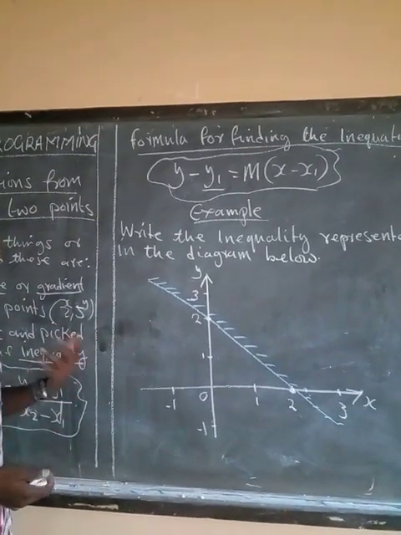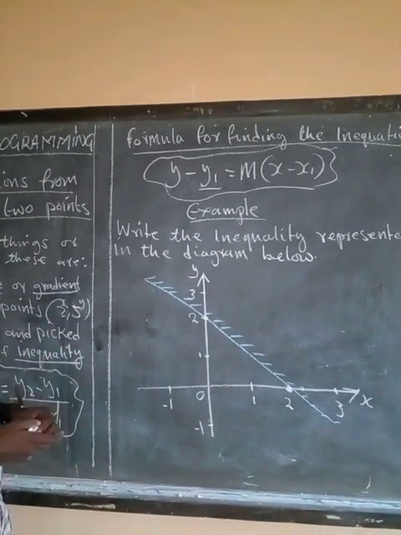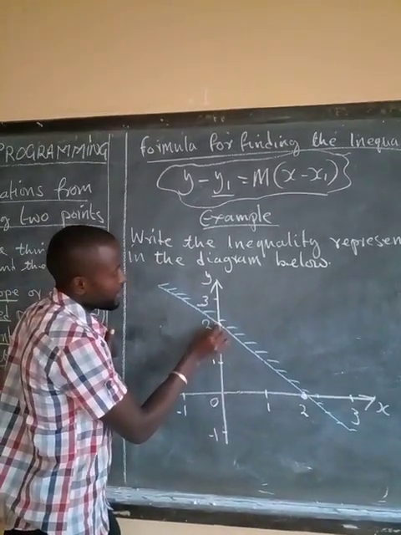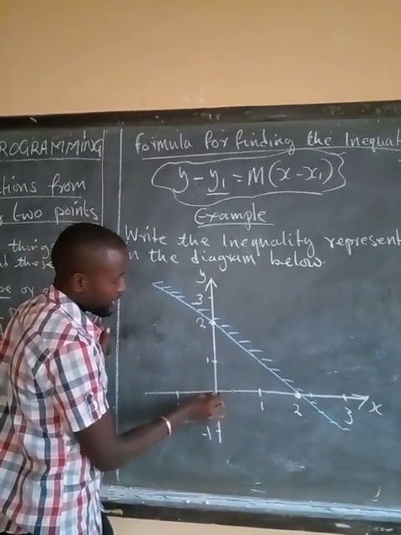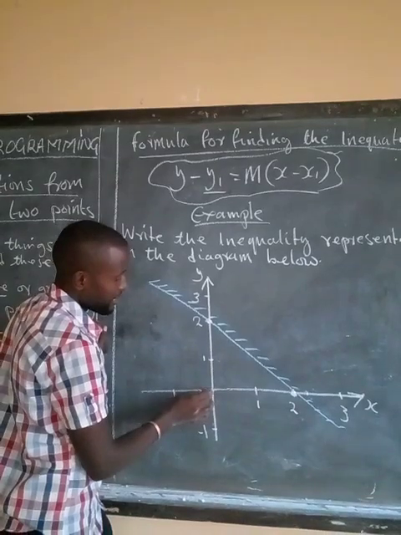When you are able to pick the coordinates for this line, you are going to have 2 coordinates that you are going to use to find the equation. So what are we saying? What is the coordinate for this line which is here? For a coordinate, we always start with x, then we go with y. So my x in this case is 0.